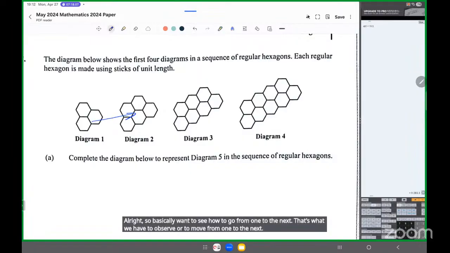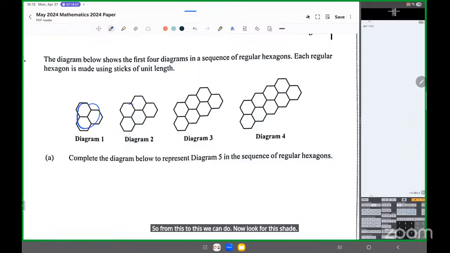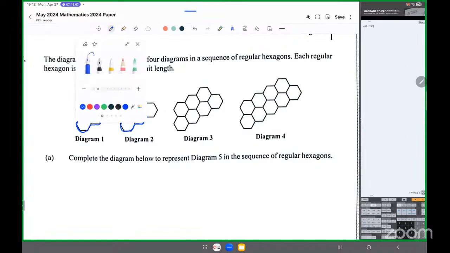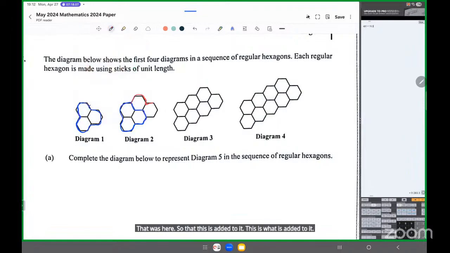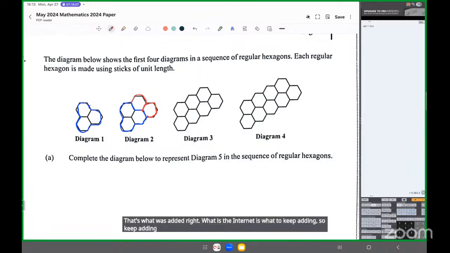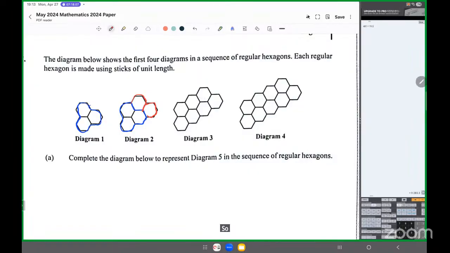So from this to this, what you can do now is look for this shape in the first one and see what was added. So this is the original shape right here, the original shape that was here. So this is what is added to it. What is in red is what we keep adding. So we keep adding two of those hexagons to each shape, right? See it? Keep adding two. So this was the original shape that we had a while ago, and then now adding this to it up here. So we keep adding two hexagons to each shape.